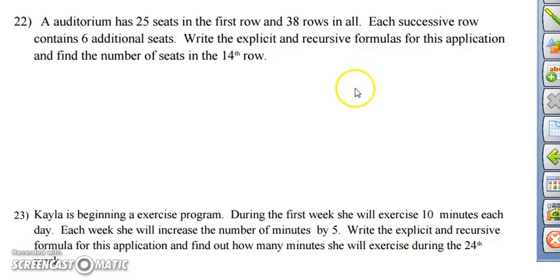Hey everyone, this is going to be the newest part of our arithmetic sequences review. This is going to go over some of the word problems and what you have to look for, and also if you're missing a difference, then you need to find that average rate of change.